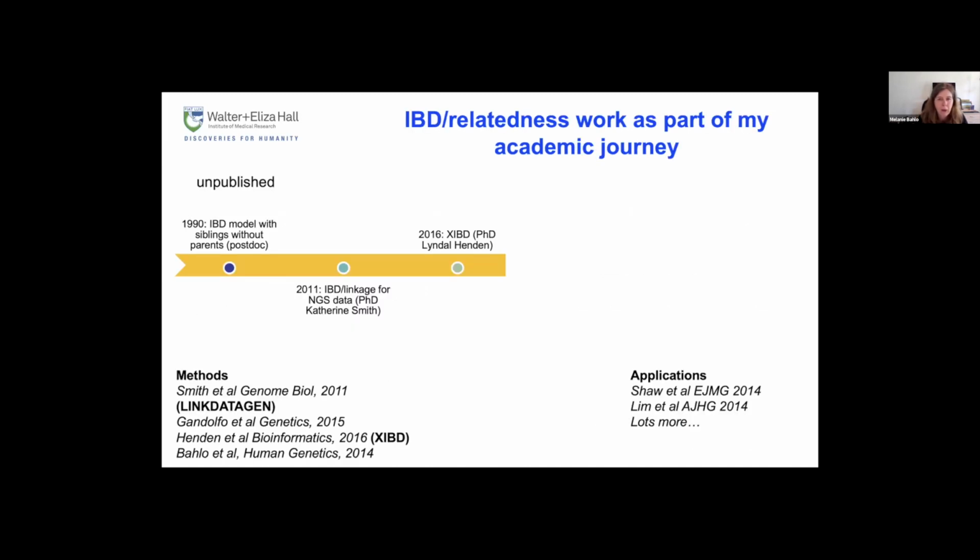So just before we go into the first application, I just wanted to put this kind of work into the context of my own academic journey. When I first came to WEHI, I worked on my first IBD model, which was never published, in 1990, where I worked on an IBD model in siblings without parents. Back in those days, we didn't have SNP chip data, we just worked on microsatellite data. And I spent about a year developing the model, and I didn't publish it.